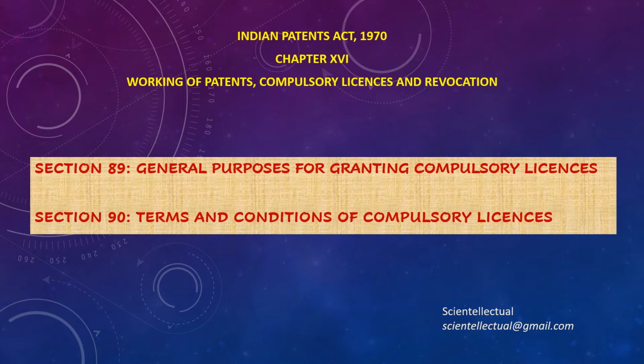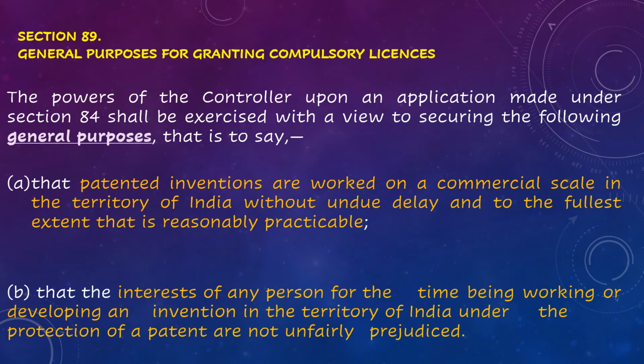The current video provides the information regarding Sections 89 and 90 under the Indian Patents Act 1970. These sections come under Chapter 16, Working of Patents, Compulsory Licenses and Revocation. First, we are discussing Section 89, General Purposes for Granting Compulsory Licenses.